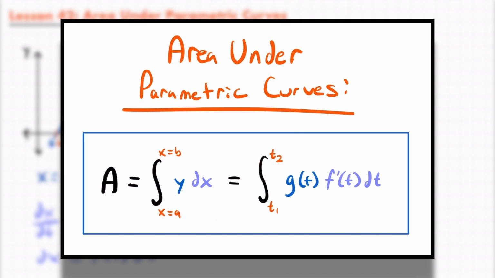Okay, so it's not going to be necessary to memorize this integral in terms of t. Instead, just remember your regular form of an integral in terms of x that represents area, and then just work on converting it or rewriting it in terms of t. And so let's take a look at our first example where I'm going to show you this process of finding the area under a parametric curve.